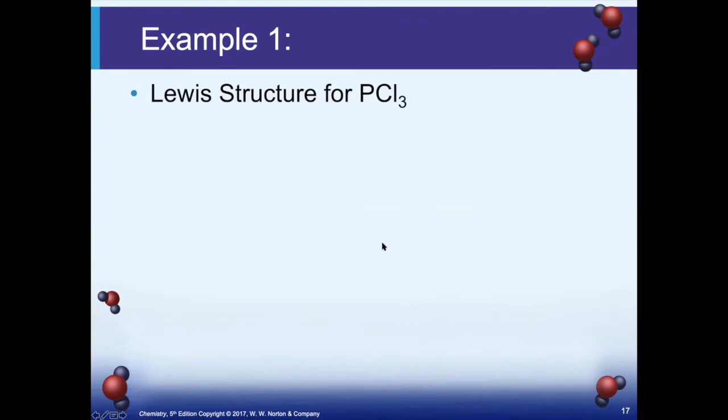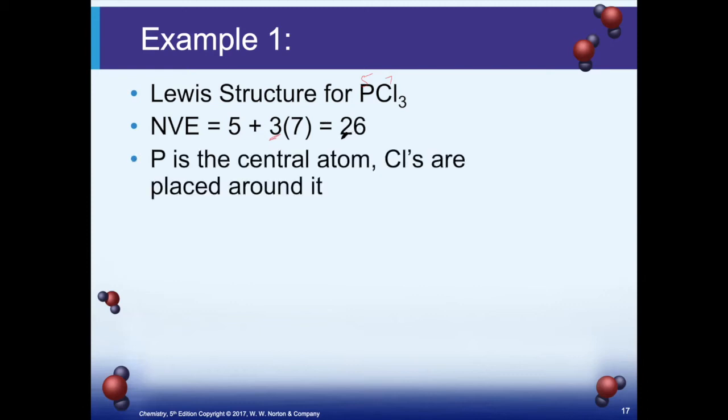Here's an example using PCl3. So we're going to follow the steps. First of all, we're going to calculate the number of valence electrons. Phosphorus has 5, right? I looked that up on the periodic table. So the 5 is for the phosphorus, based on its position in the periodic table. The chlorines each have 7, but since there's 3, 3 times 7 is 21, plus 5 is 26.